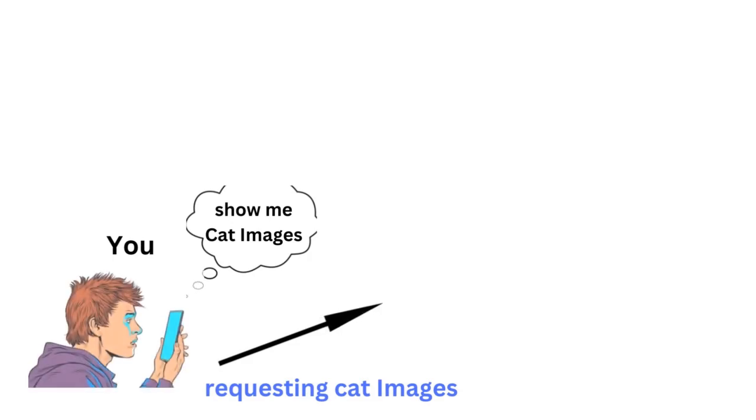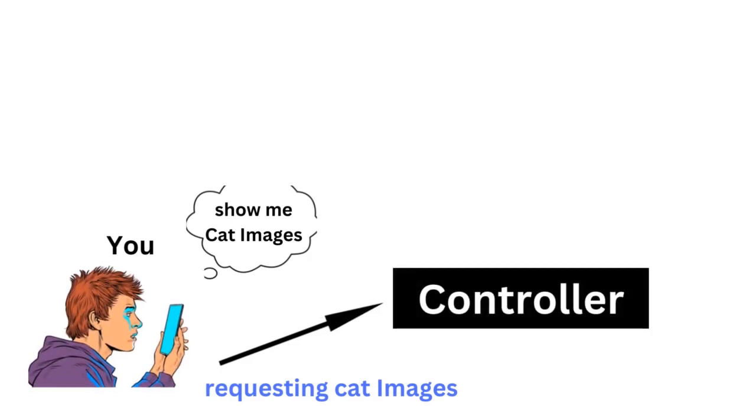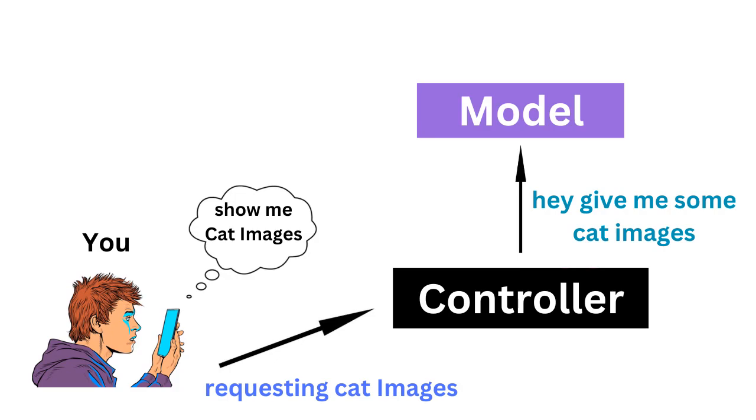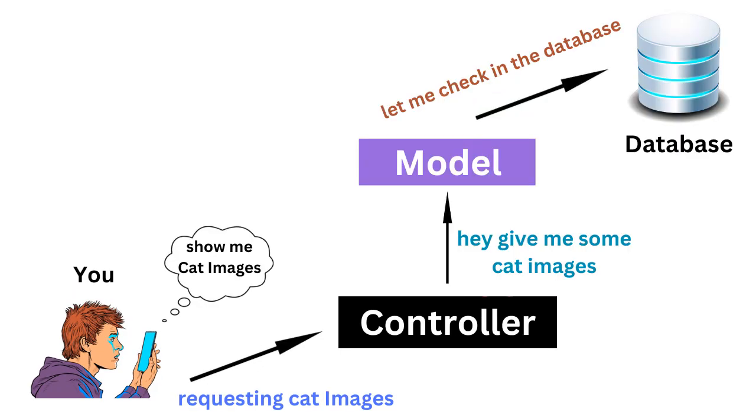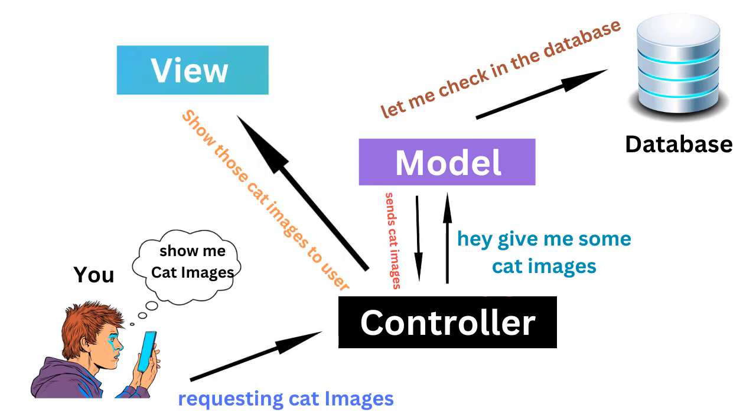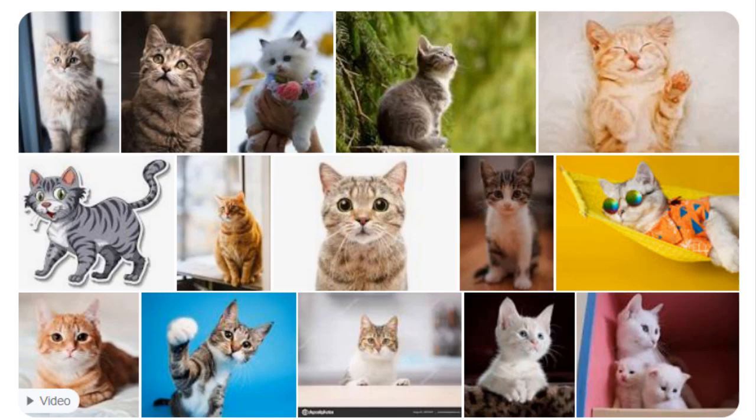So now let me just give you an example. Let's say you are searching for cat images on the browser. So this request will go to the controller. Then the controller will ask the model if there are any cat images in the database. If yes, then the model will send the cat images from the database to the controller, and the controller will return those images to the view. This way you will see the cat images in your browser. So this is how the MVC structure works.